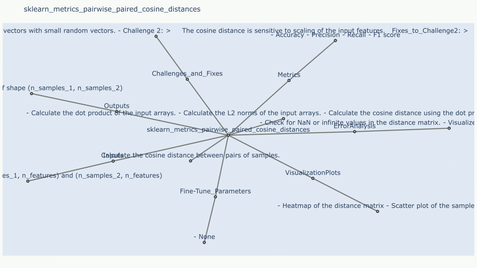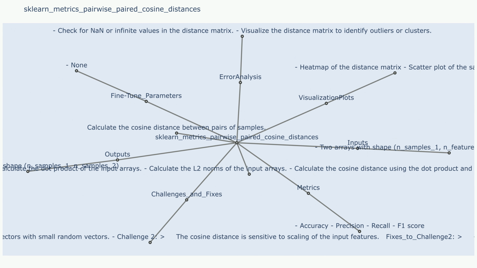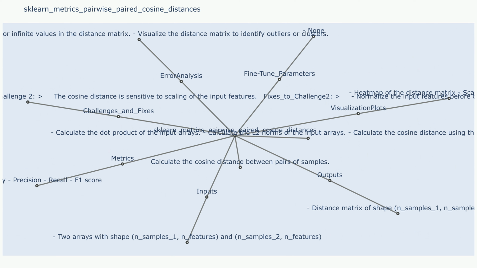Challenge 2: numerical stability. Sample use case that results in challenge 2: if the norms of the vectors are very small, the calculation of cosine distance can become numerically unstable. Fixes to challenge 2: use a small constant value to prevent division by 0.